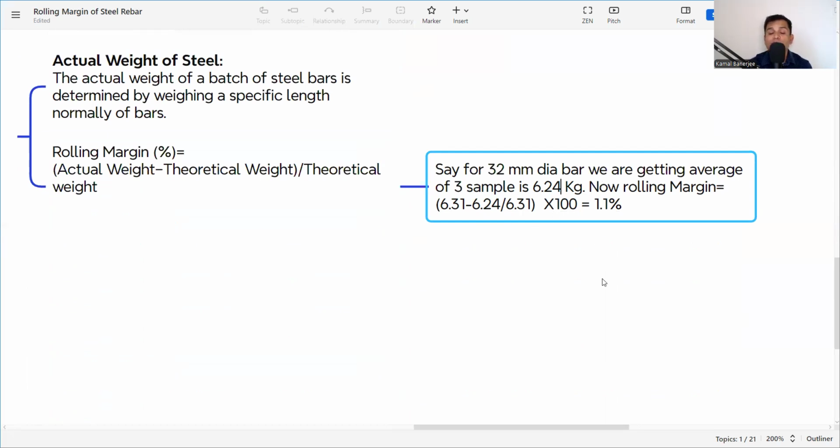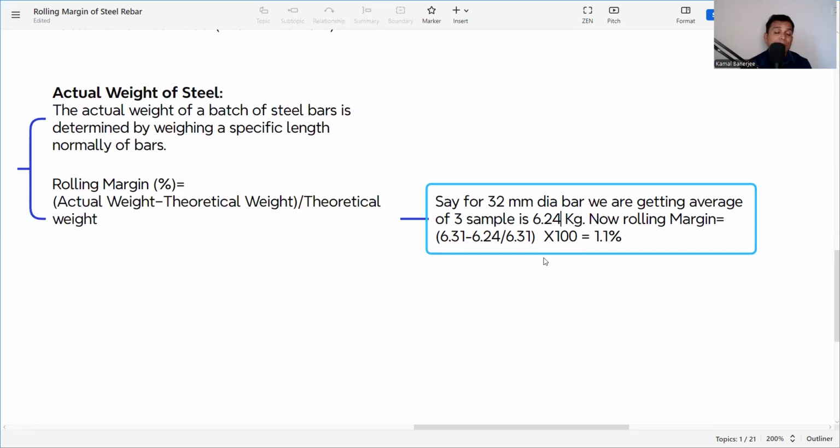It comes to 1.1%. So whenever steel comes to the site, take three samples of 1 meter from three different bundles or three different areas in order to get a more accurate average. Take the average of the three samples and find the rolling margin: theoretical weight minus actual weight, divided by theoretical weight, into 100. That is a percentage. You can increase the three bars to 6 or 9; as the number of samples increases, the accuracy will be more. This way we can find out the rolling margin of steel. Here we are getting 1.1%.